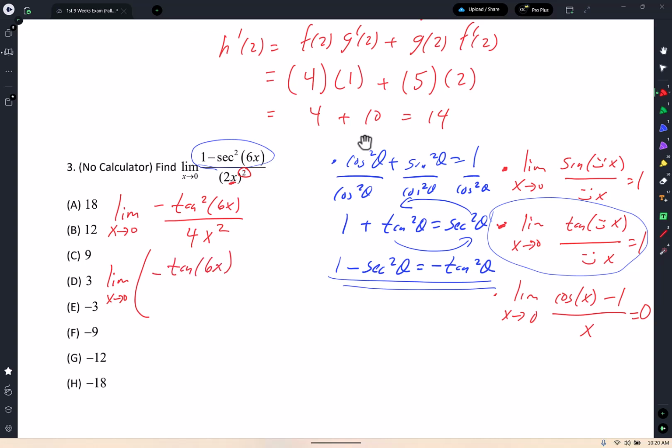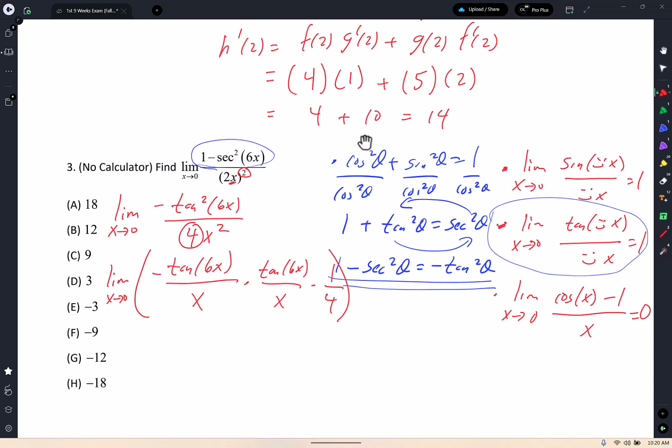The 6x, I can't do anything about it. But see, x times tan 6x over x, and then the 4. So here's my 4, 1 over 4. So I can do that. You know what I mean? Without squaring the 2x, I can't group the x's like that. I just expanded it. Does everyone see what I did? It's still equivalent.